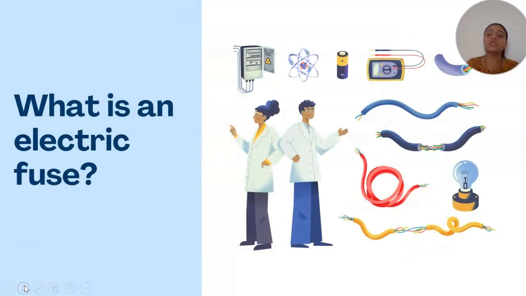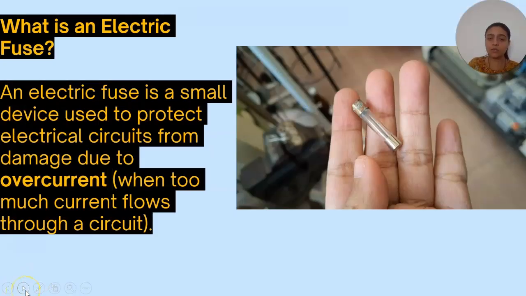Apart from the electric circuit components that we have studied, which include the wires, the switches, the battery and the cell, there is one more component, which is the electric fuse. Have you ever heard about it? We will see what the electric fuse is all about. I'm sure you must have seen this type of structure at your homes. This structure is none other than the electric fuse.